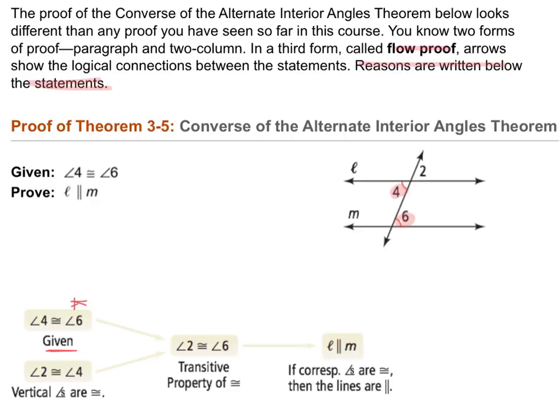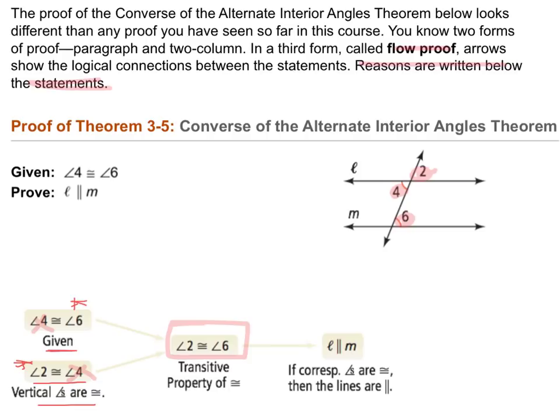Okay, from there, they say that angle 2 is congruent to angle 4, and the reason they're listing for that is vertical angles are congruent. So now we know that angles 4 and 6 are congruent, angle 4 and 2 are congruent, and then we can go right to our good old transitive property to cut out those middle pieces, cut out those angle 4s, and we put together that angles 2 and 6 are congruent.